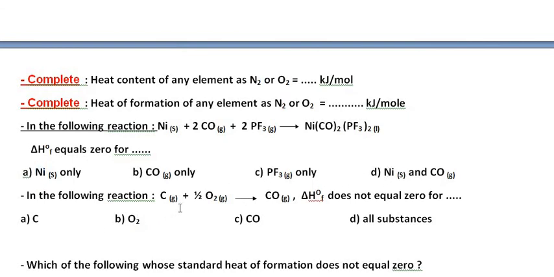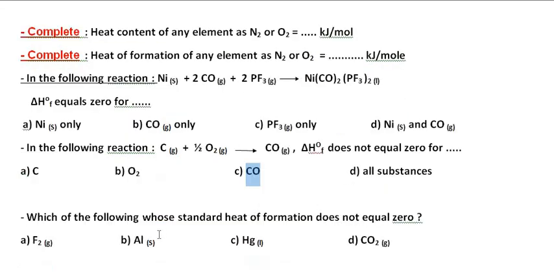In the following equation, carbon plus oxygen gives carbon monoxide. Delta H naught f, which is called the standard heat of formation, doesn't equal 0 for compounds, but equals 0 for elements. This is an element, so its heat of formation or its heat content equals 0. Also an element. This is a compound, so the answer is this.